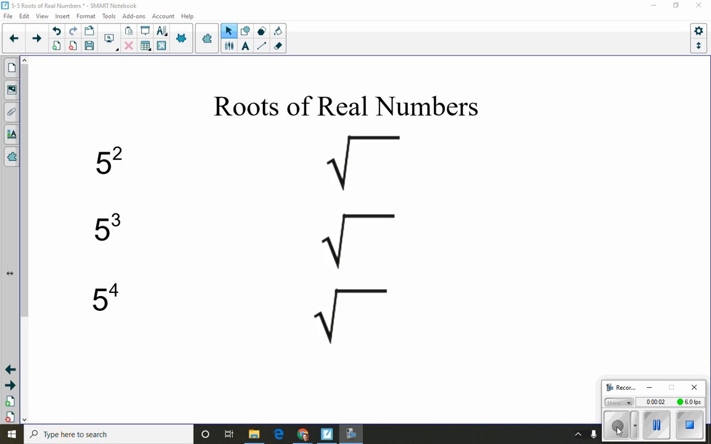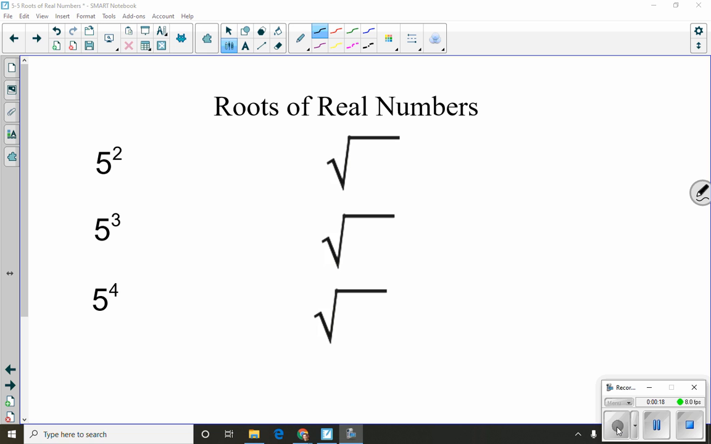Hello. Today we're going to talk about roots of real numbers. In mathematics, it's really important: if you're going to have a forwards, like add, you have to have a backwards, or subtract. If you're going to multiply, you need to be able to divide and kind of go backwards.